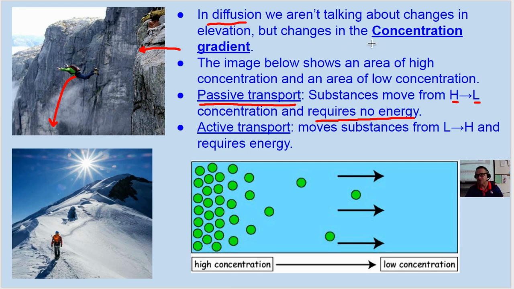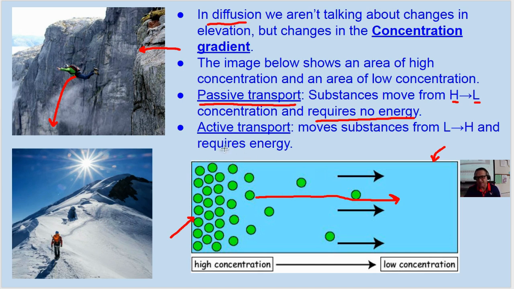What we're talking about is changes in the concentration gradient, like right over here. You can see there's a high concentration of these green balls on the left side, and very low concentration, there's no green balls over here. So through diffusion, a type of passive transport, these green balls are going to move from high concentration on the left side and diffuse to low concentration on the right side until they're all spread out, until they reach what's called equilibrium, when all the green balls are equally distributed all in that rectangle.